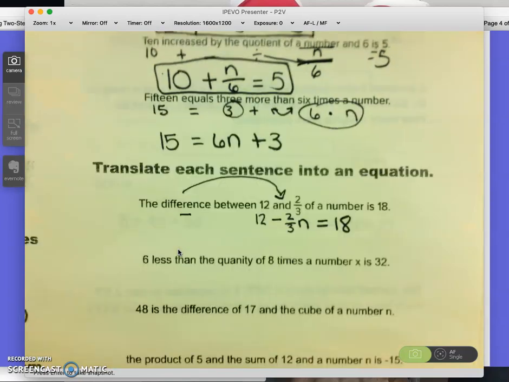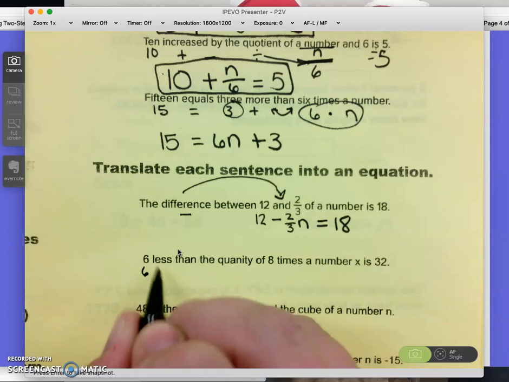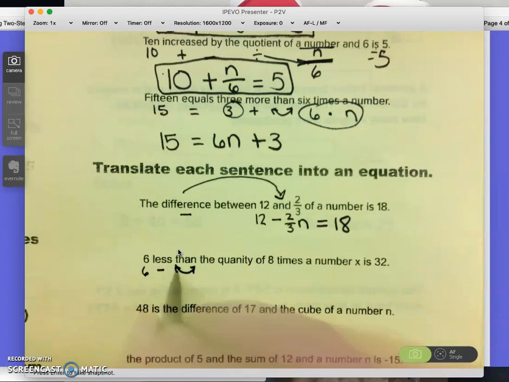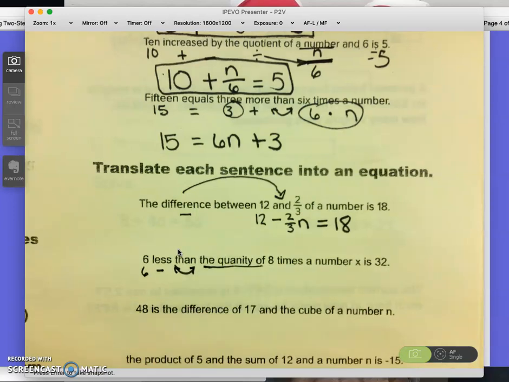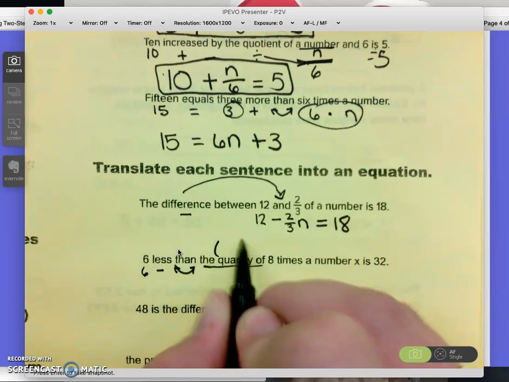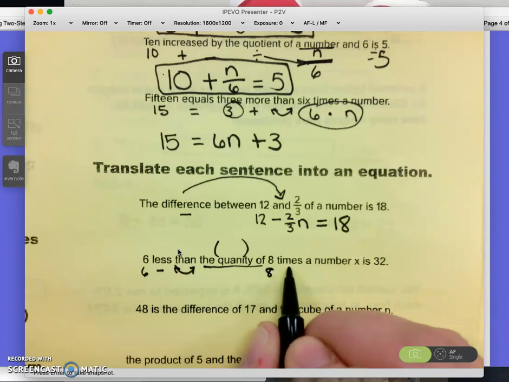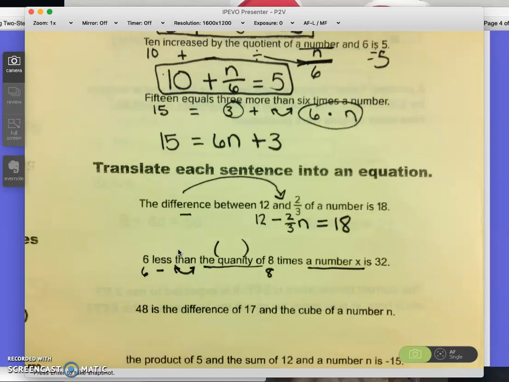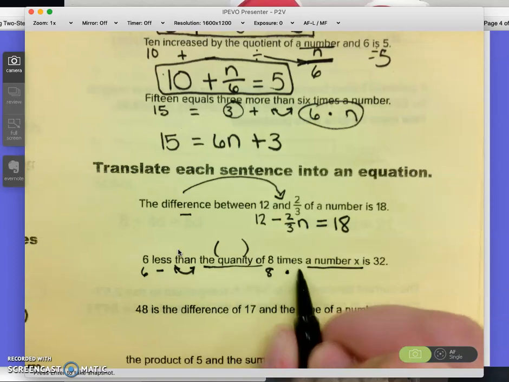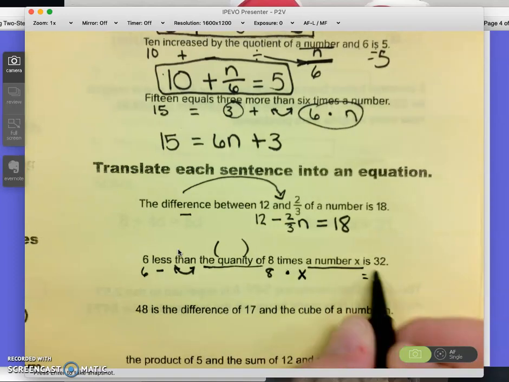So again, I'm going to go through where I'm just going to change every word that I can to an operation or a number. So 6 less, I see the word than, so that means it's going to change the order. The quantity of, what does the quantity of mean? I'm going to see parentheses. So parentheses of 8 times a number x. Sometimes they say use this and they actually tell you what letter they want you to use. So a number x just means times x is equal to 32.